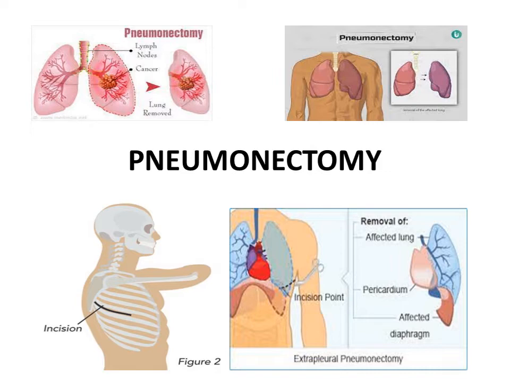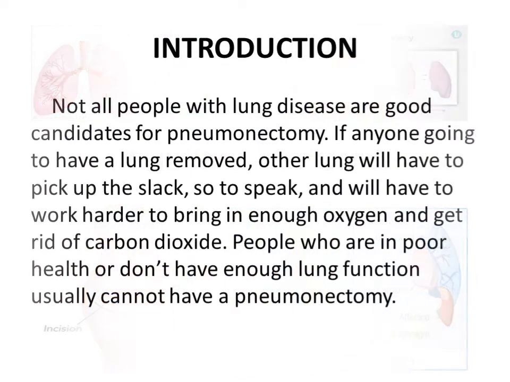Pneumonectomy, we know, is the removal of one whole lung. Not all people with lung disease are good candidates for pneumonectomy. If anyone is going to have a lung removed, the other lung will have to pick up the slack, so to speak, and work harder to bring in enough oxygen and get rid of carbon dioxide. Mainly, people who have a poor health status and those who do not have proper lung function usually cannot have a pneumonectomy.